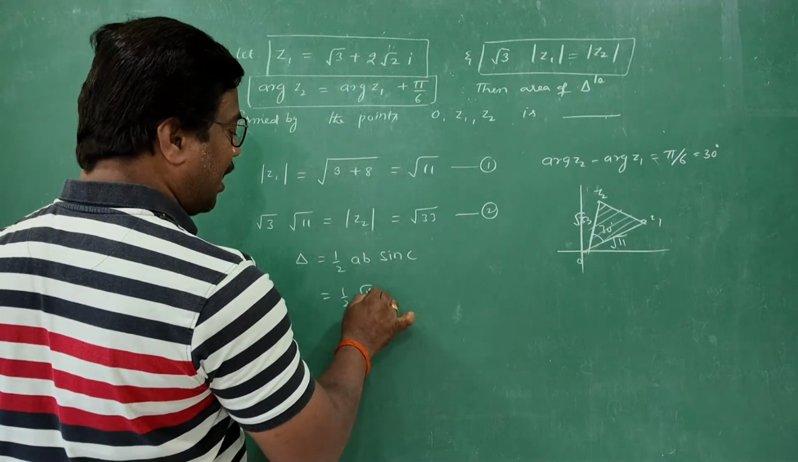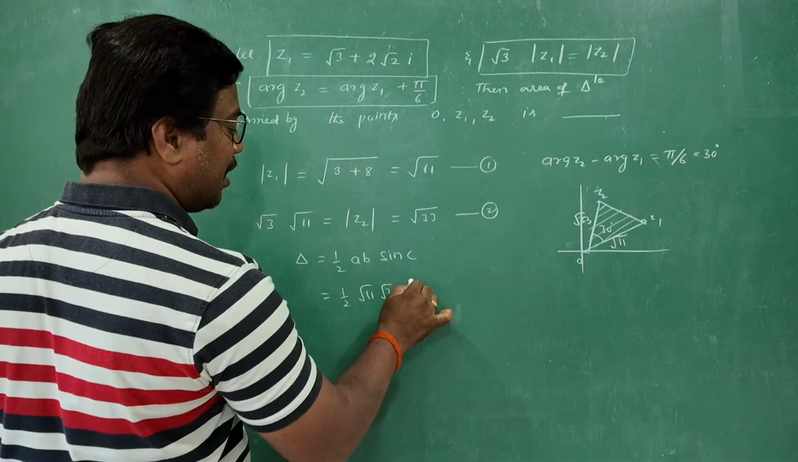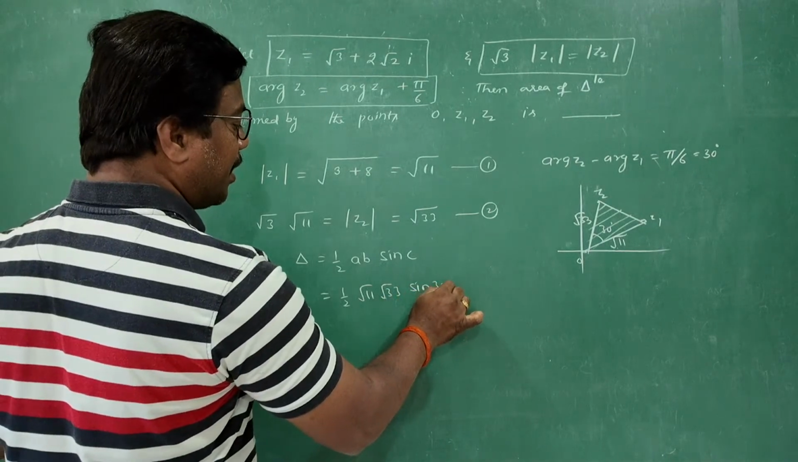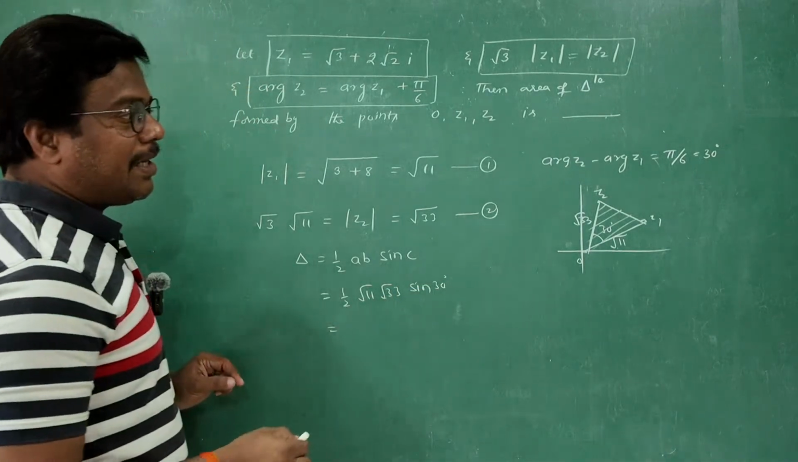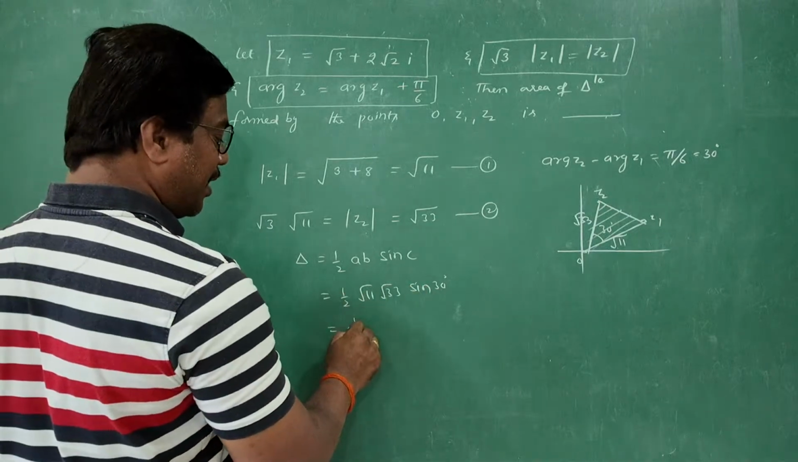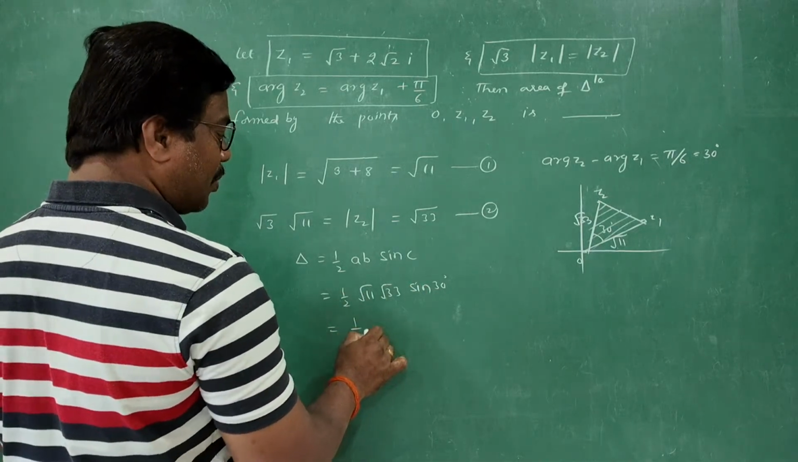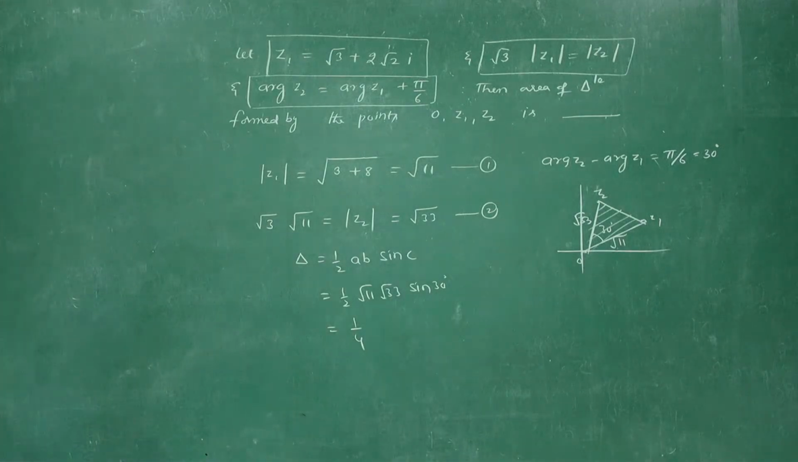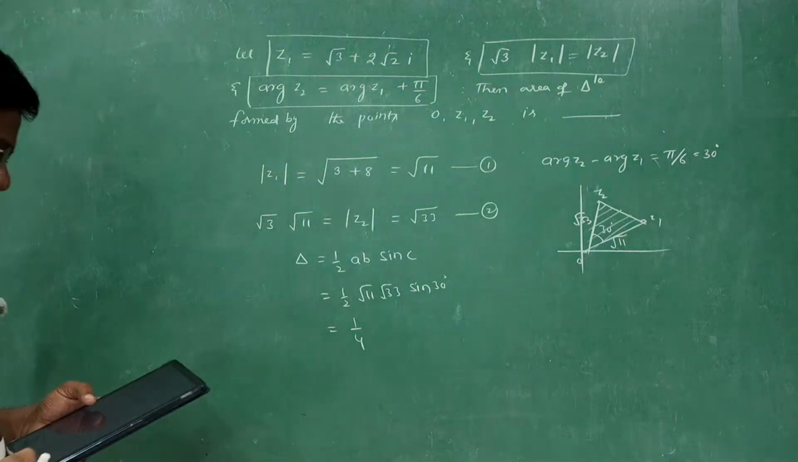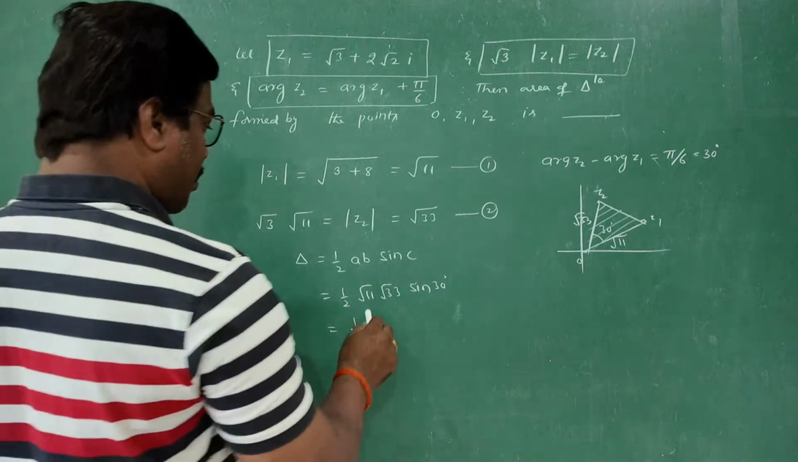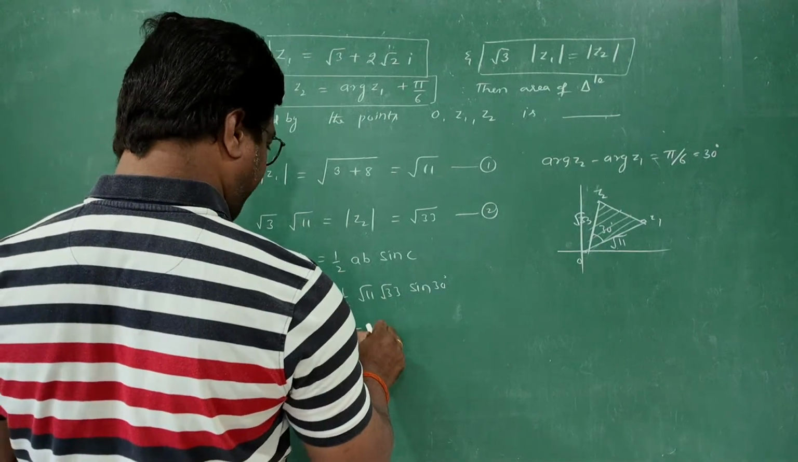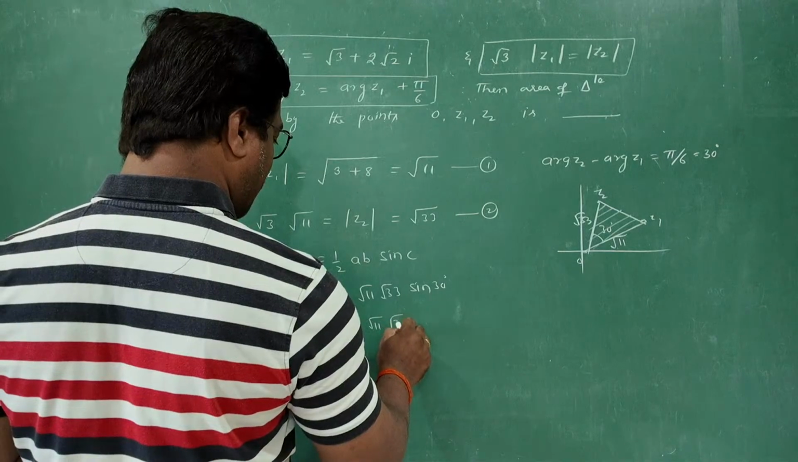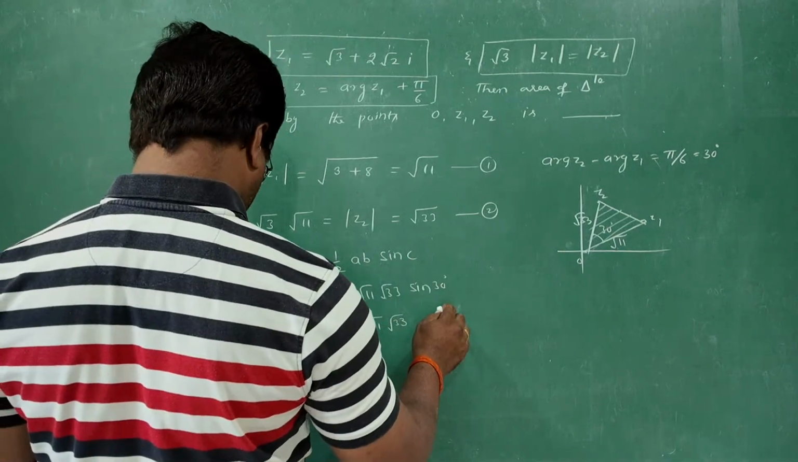Half into A root 11, B root 33, sin 30 degrees. Okay, sin 30 degrees value is 1 by 2. 1 by 2, 1 by 2, here it is 1 by 4, root 11 into root 33. Let us verify the options. You have root 11 root 33 square units.